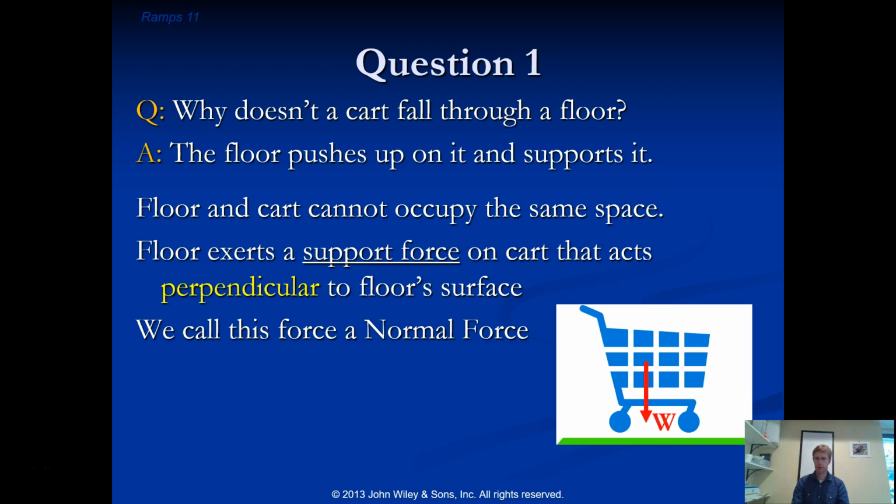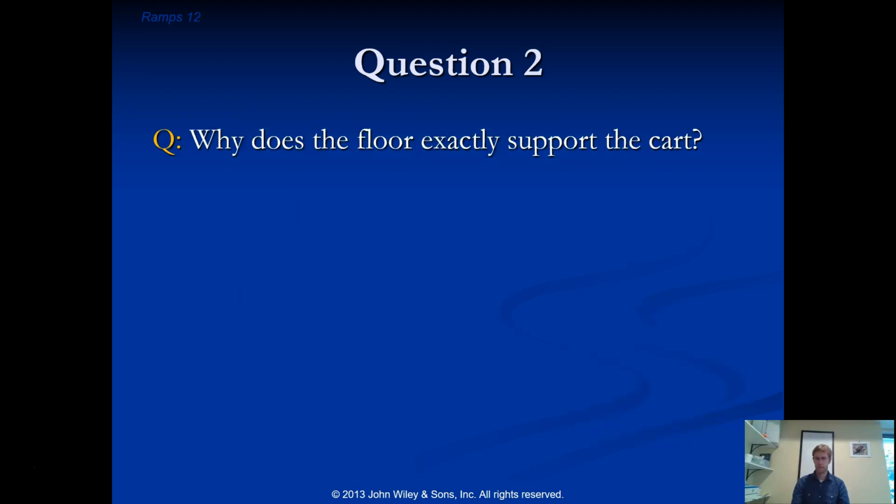So the weight of the cart is down and that normal force is up. And if it's sitting on a flat surface, stationary, the normal force and the weight force are equal. Okay, so as I put the ball on my hand, the ball is pushing down on my hand equal to its weight, and my hand is pushing up equal and opposite.